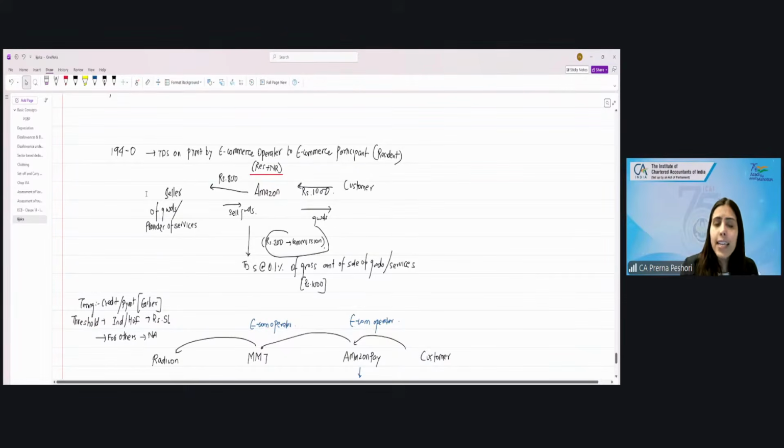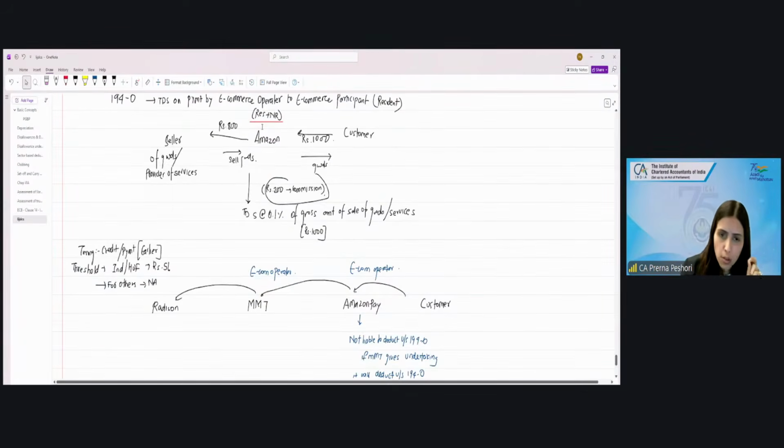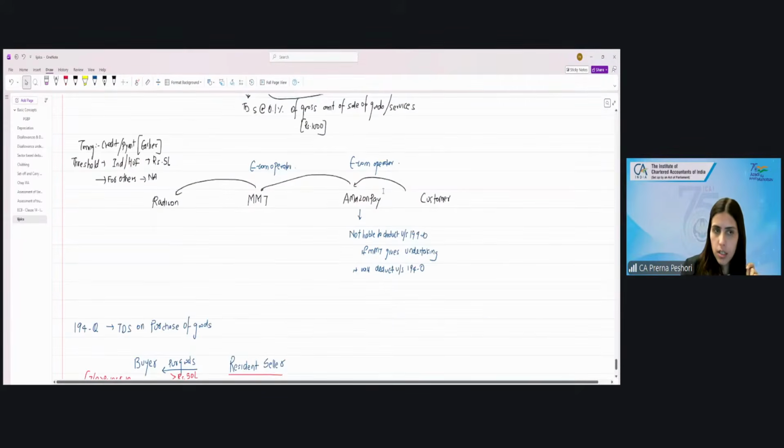Here the TDS has to be deducted at 0.1% of the gross amount of sale of goods or services, that is 1,000 rupees. The timing is at the time of credit or payment, whichever is earlier. What is the threshold? For an individual or HUF, the threshold is 5 lakh. For others, there is no threshold. Okay?